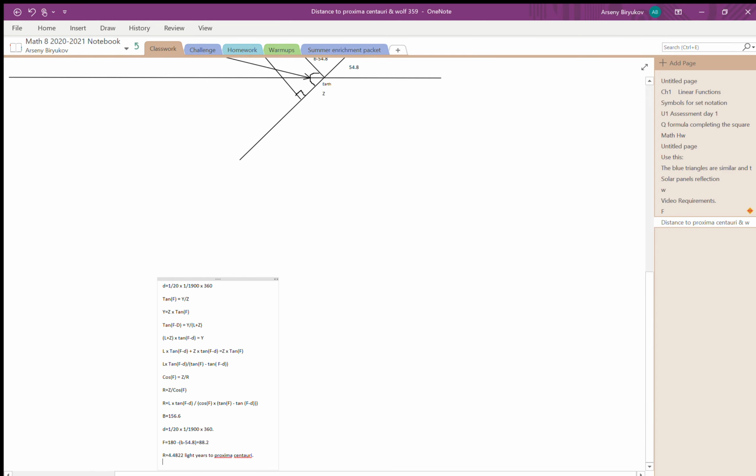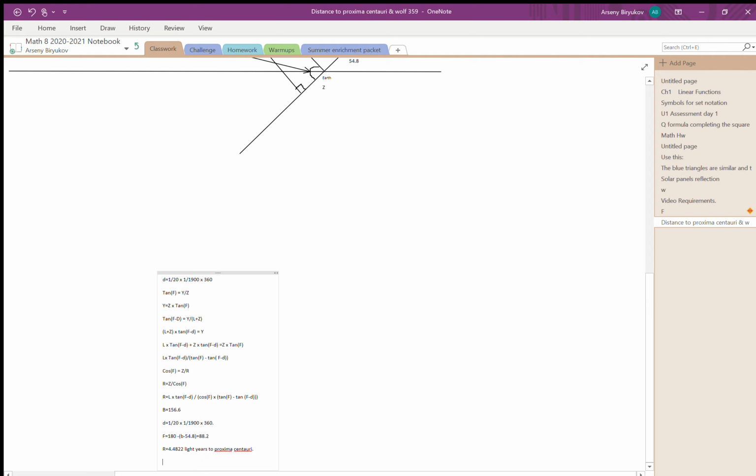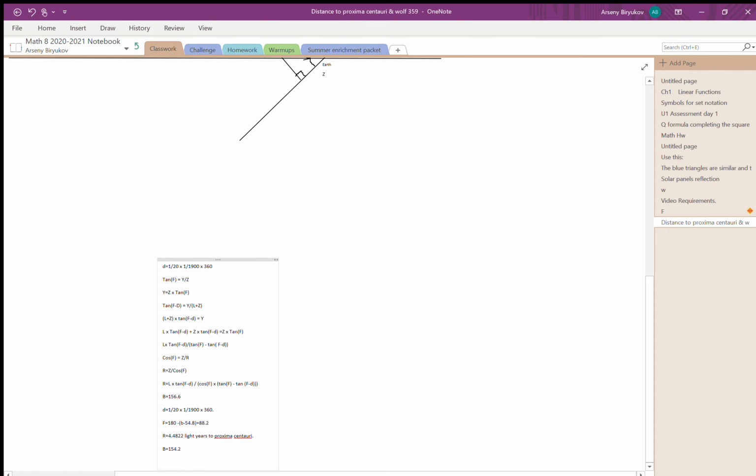We can do the same for Wolf 359. For Wolf 359, B is equal to 154.2. D is equal to 0.55 times 1/20th times 1/1900th times 360.